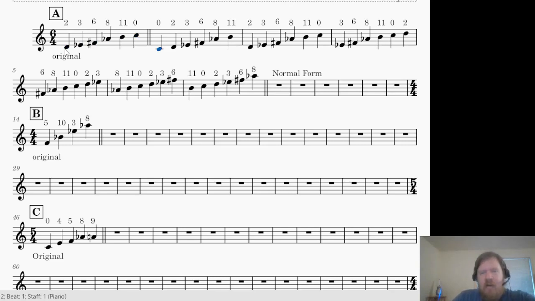So what I've done here is I've taken this original set and taken it through every possible rotation. The first thing you probably want to do is take all the pitches and put them in ascending order from 0 to 11. So put 0 on the bottom all the way up to 11, in ascending order from smallest to largest. Okay, that's the first step.